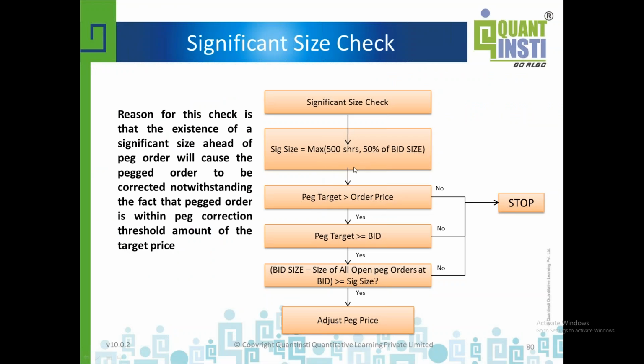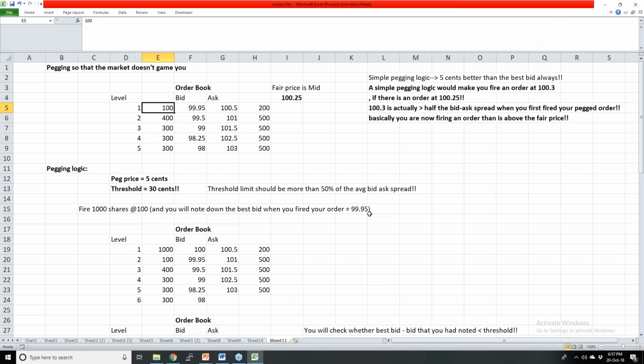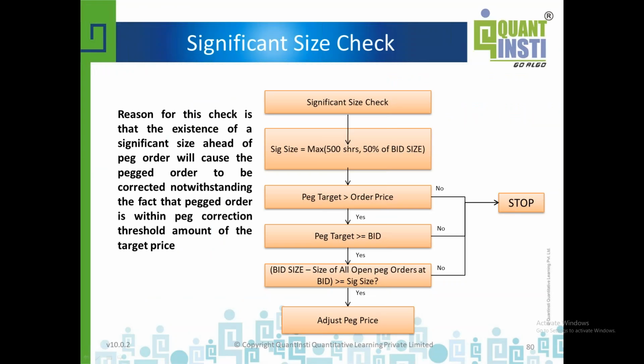And also you can have a size check on your quantity. So if the best bid has 100 shares, you will not bid more than 50% in your pegged order. So you will fire an order of 50 shares at 100. Something like this. So you can have size checks on your pegged orders.